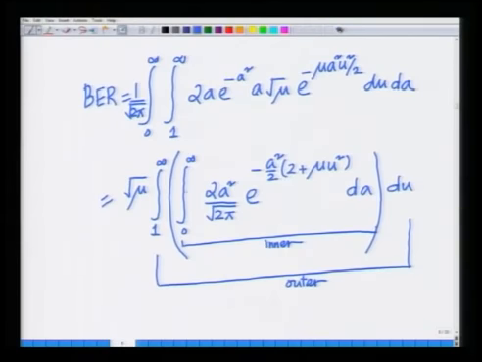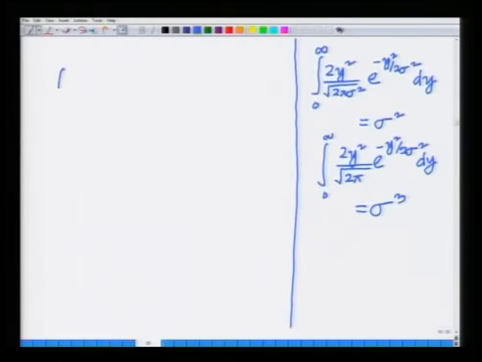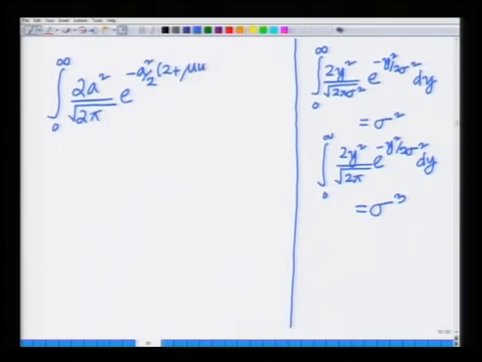Now, let me write down what I had from the previous page. The integral I wanted to evaluate, the inner integral, is 0 to infinity 2a square by square root of 2 pi into e power minus a square by 2 into (2 plus mu u square) times dA. So, the inner integral that I wanted to evaluate is nothing but the integral from 0 to infinity of 2 a square by square root of 2 pi, e power minus a square by 2 plus mu u square, into dA.